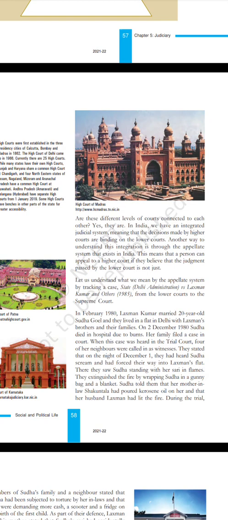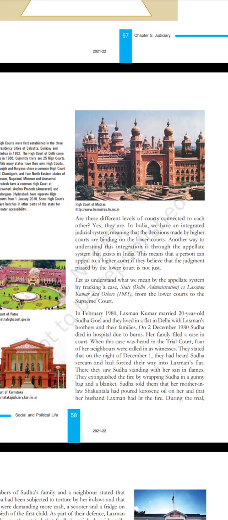Are these different levels of courts connected to each other? Yes, they are. In India, we have an integrated judicial system, meaning that the decisions made by higher courts are binding on the lower courts. Another way to understand this integration is through the appellate system that exists in India. This means that a person can appeal to a higher court if they believe that the judgment passed by the lower court is not just. Let us understand what we mean by the appellate system by tracking a case.